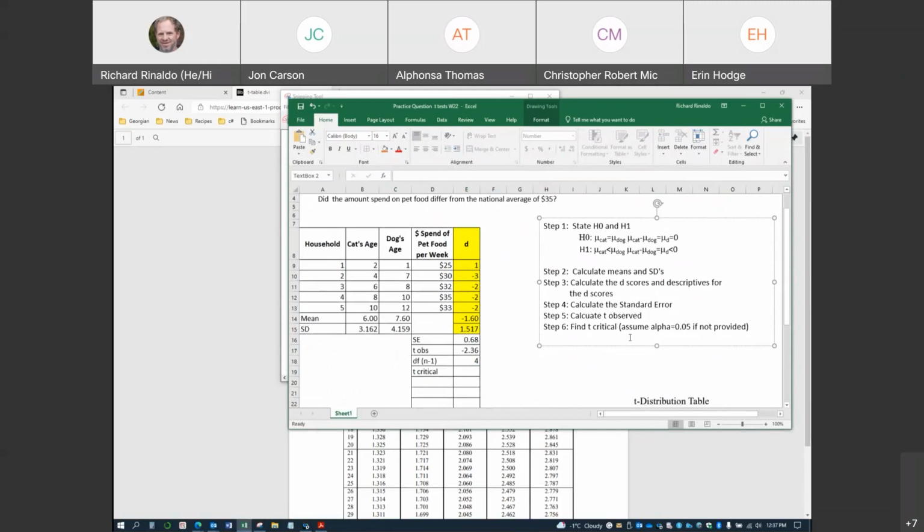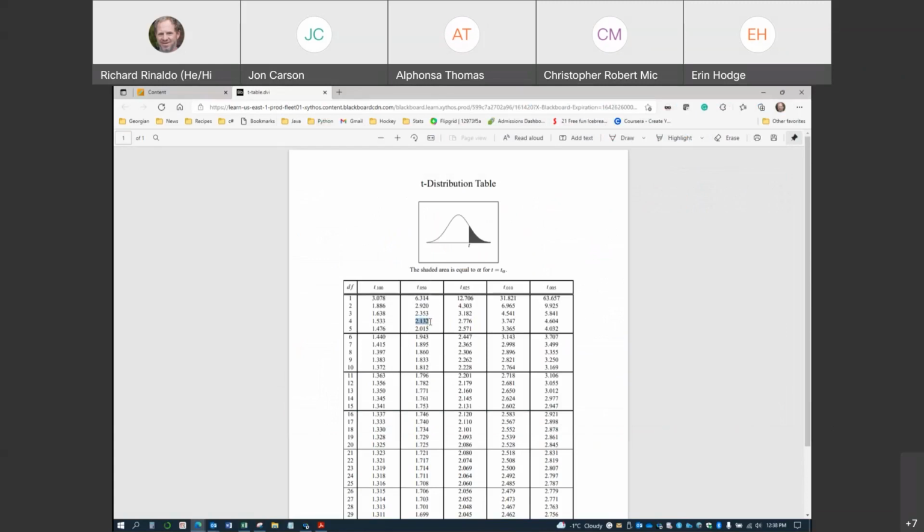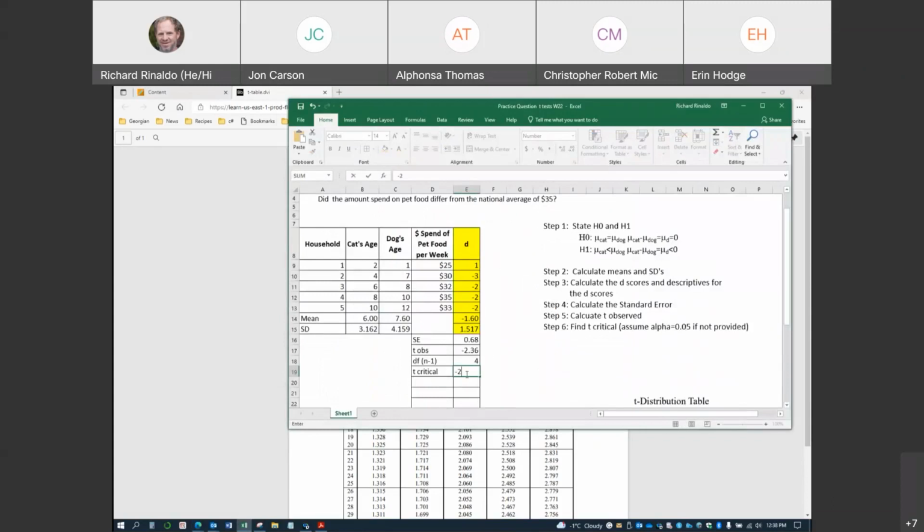So t critical is now, I have to know because my alternate hypothesis was less than. Make sure I have my symbols correct. Okay, since I'm expecting my alternate hypothesis is on the negative side, I'm expecting a mu d less than 0. So my t critical is not positive 2.132, it's negative 2.132.